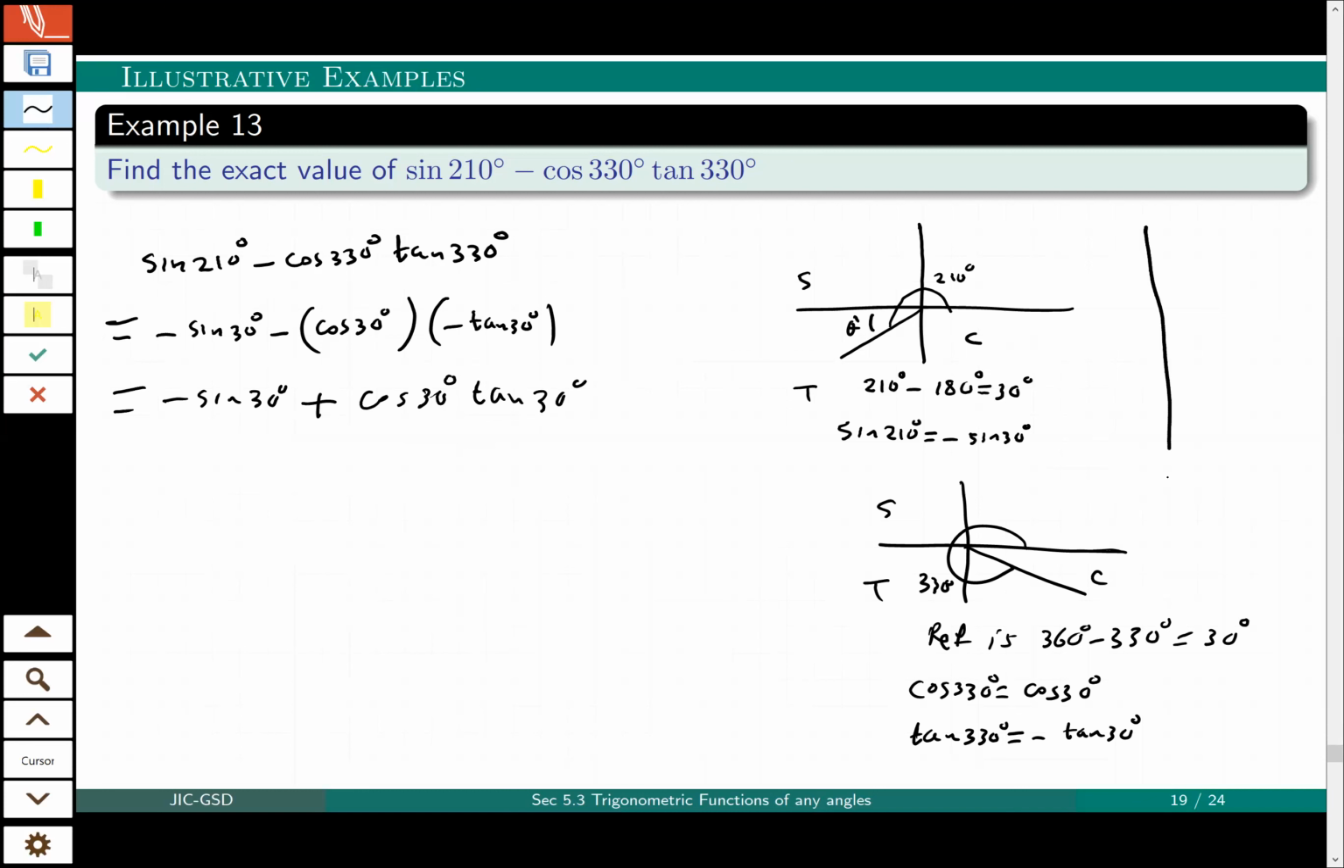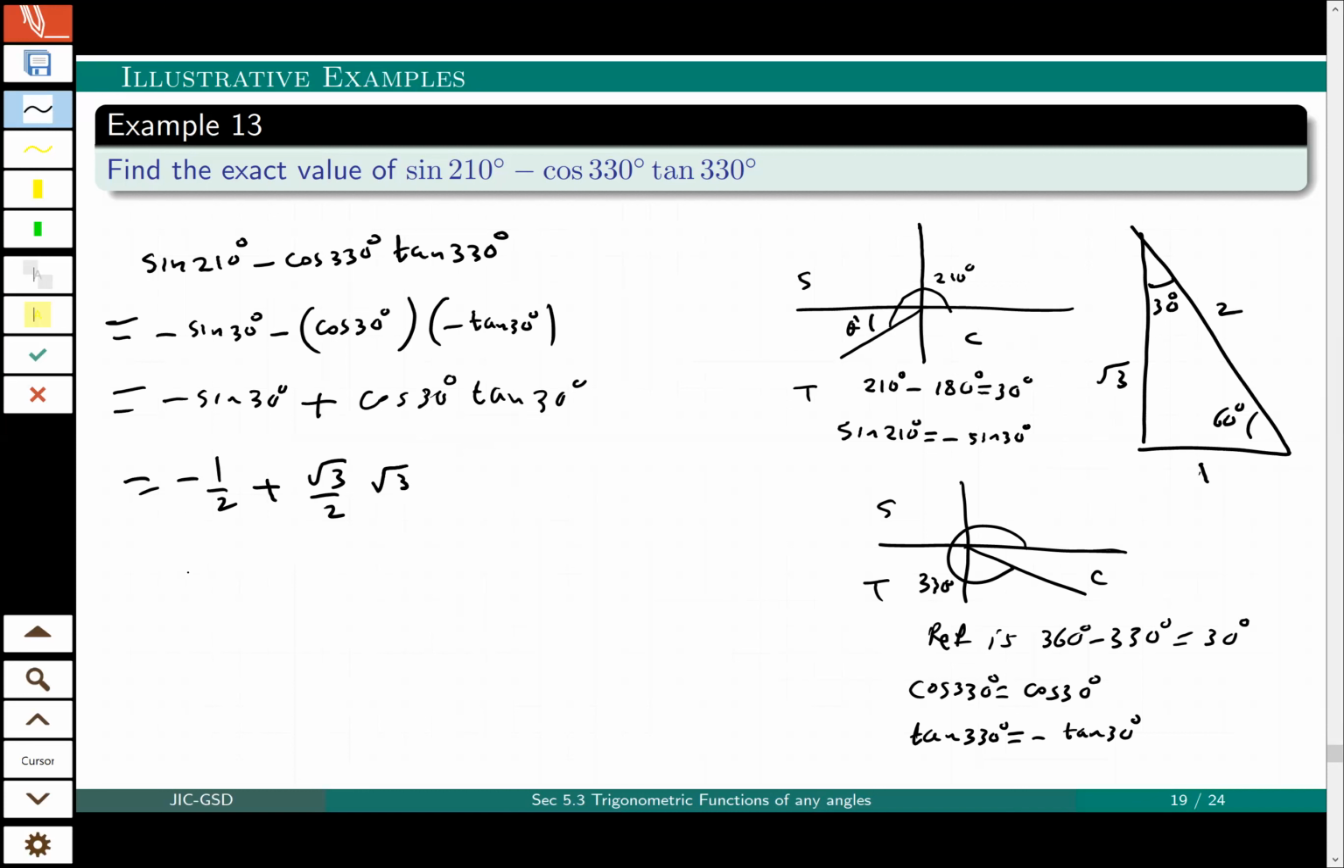I need the famous triangle. This is 30, that's 60, 2, 1, square root of 3. So sine 30 is 1/2, cosine 30 root 3 over 2, tan 30 opposite over adjacent, which is root 3. So you will get here minus 1/2 plus 3 over 2, which is 2 over 2, which is equal to 1.